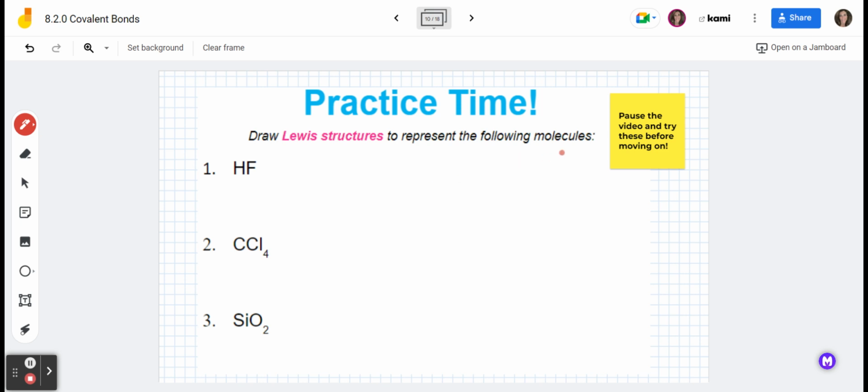All right, try these out. Pause the video and try these before moving on. Again, go back to your rules to go ahead and systematically approach this. Use pencil, I would recommend, because it can get pretty messy if you use pen. And then once you try these out, check them by unpausing the video to see the work.